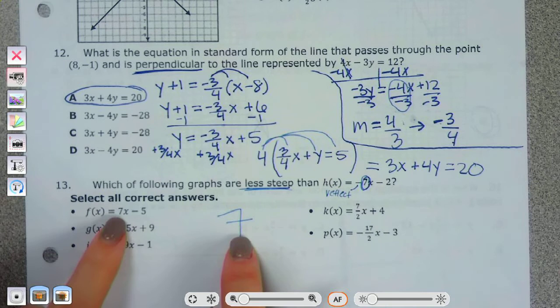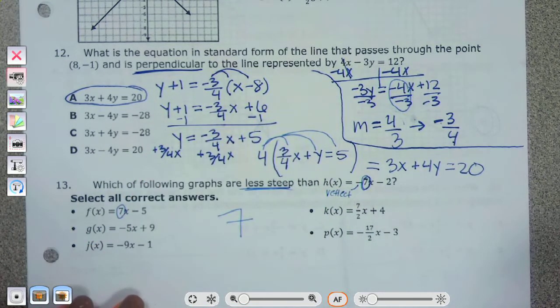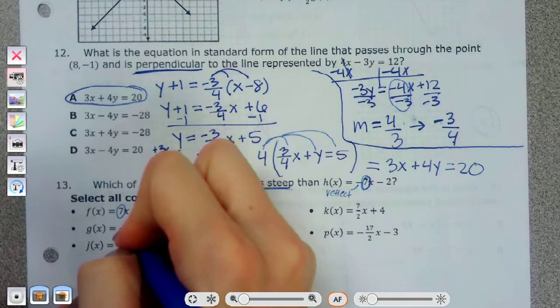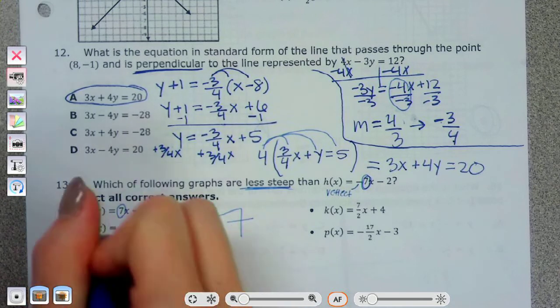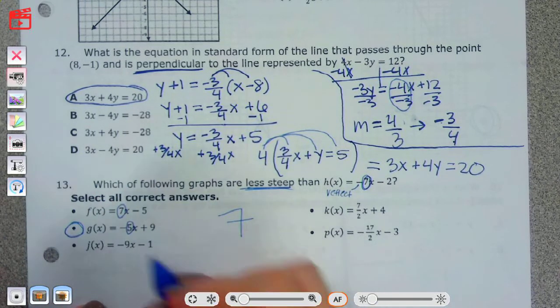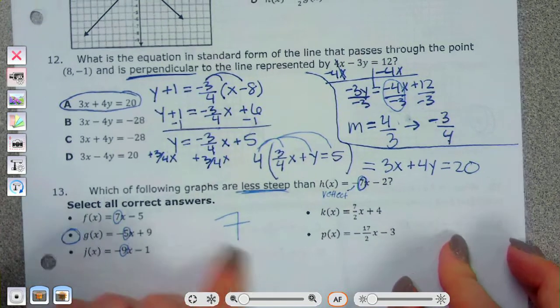Okay, 7 and 7, does that work? No, those are the exact same. 7 and 5. Remember, it's not -5. We're just looking at the slope, not the negative sign in front of it. So 5 is less, so this one works. This one is a 9, which is more, so it doesn't work.